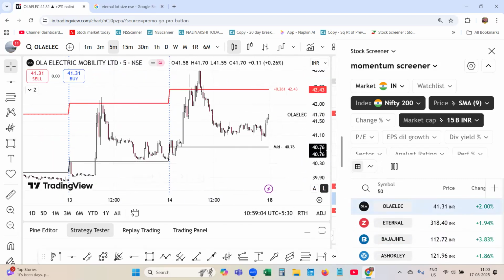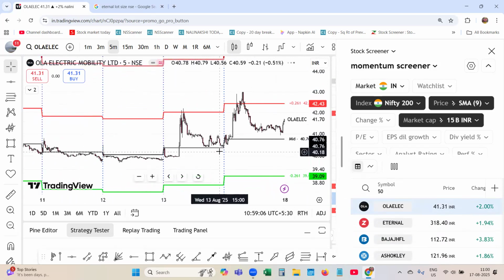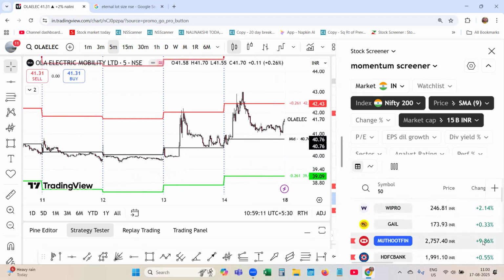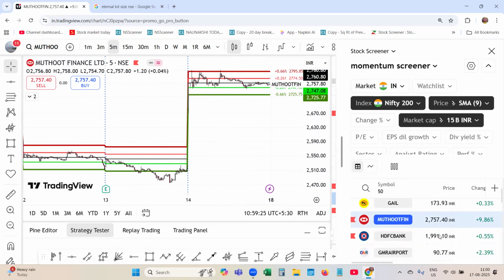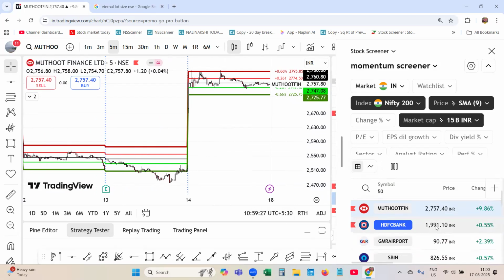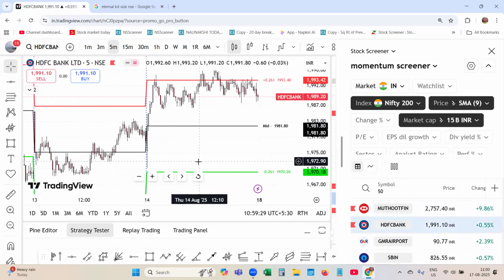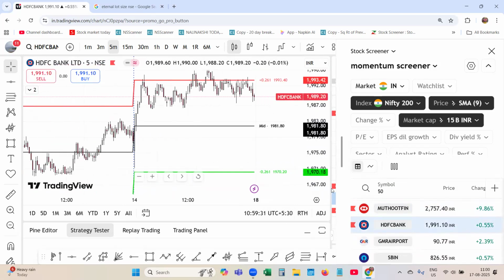Even Ola Electric is a quick move. This is not a good stock for us. Let us check any other. 9.86 percent, Muthoot Finance. This also you cannot trade at all. It is a huge gap up and it has gone sideways. HDFC Bank, let us check whether it was tradable.